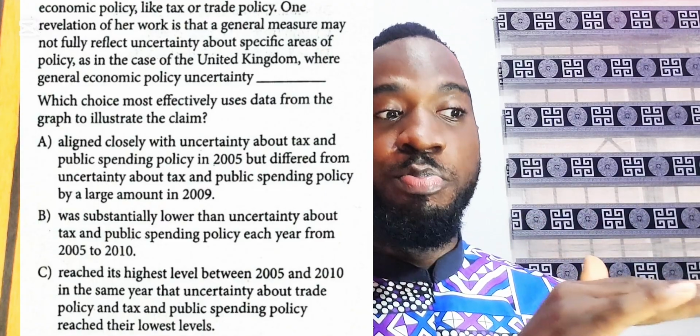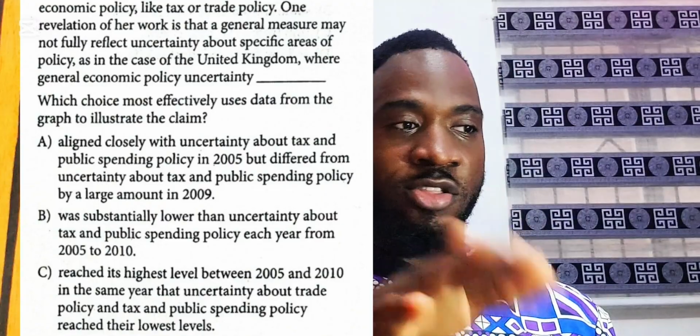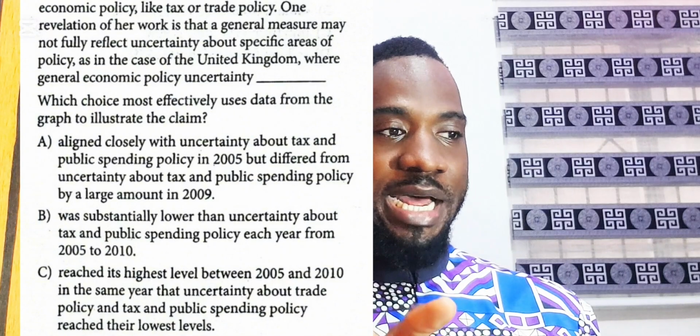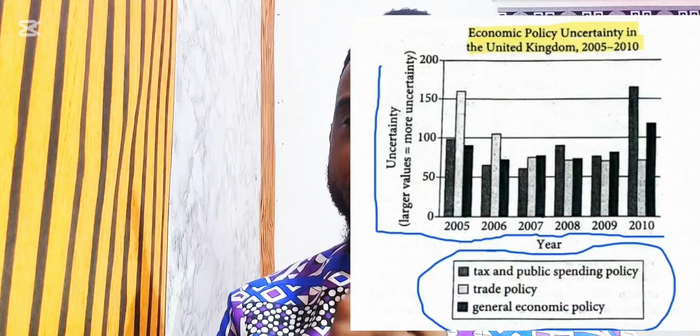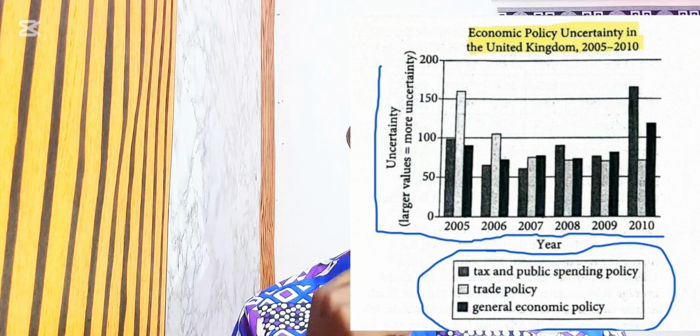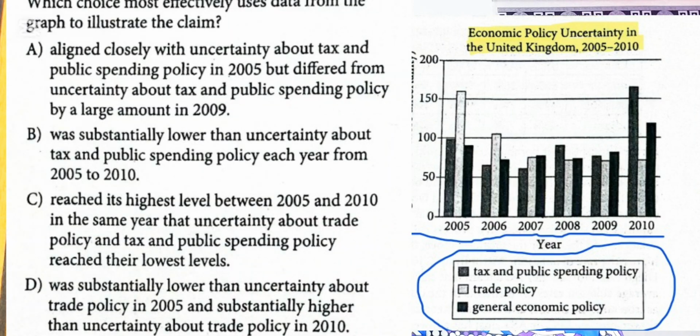I'm not even bothered to look at this in the graph at all, as definitely at this point it is already wrong. How the ones we cannot see well represented on the chart we have. So beginning with option B, was substantially lower than uncertainty about tax and public spending policy. This is, by the way, the last thing we're doing, which is trying to justify each of the options in the charts.